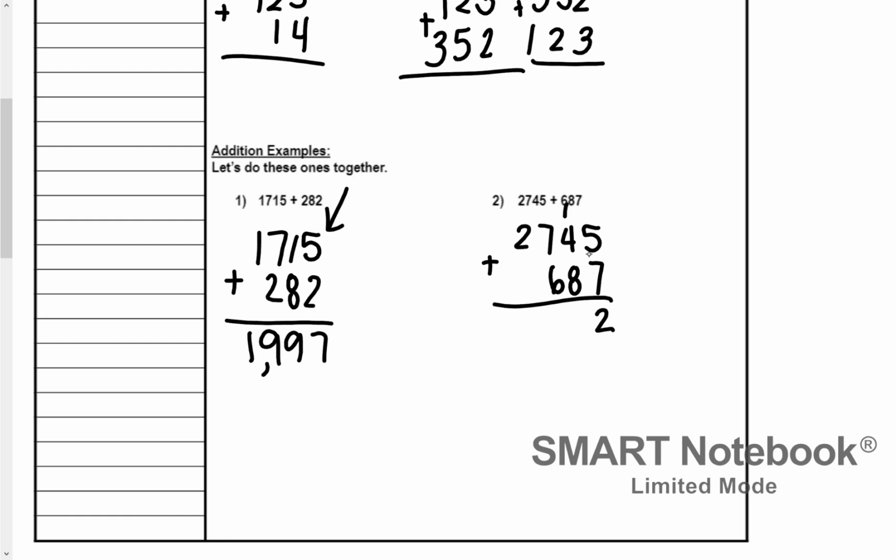Okay, so now we have 8 plus 4 is 12, plus 1 is 13. We write our 3, carry our 1. We have 7 plus 6, which is 13, plus the 1 that we carried over, 14. We write our 4, bring our 10 over. We have 2 plus 1 is 3. Move in our decimal, or sorry, not a decimal, a comma, 3 places over.